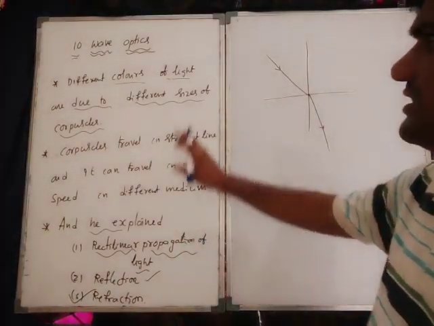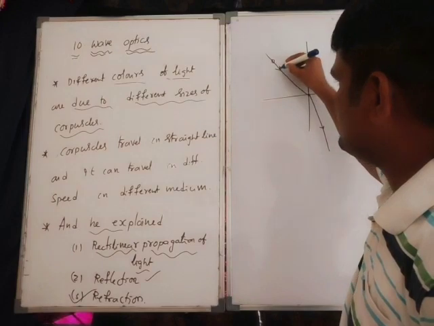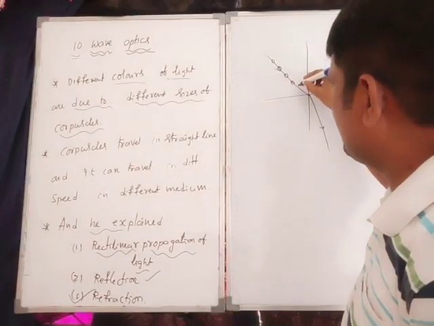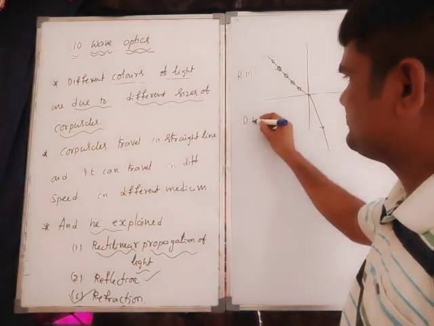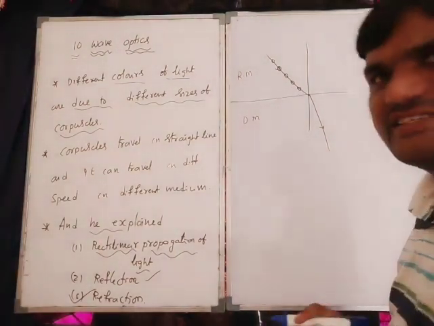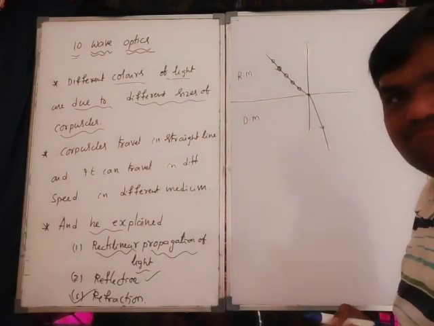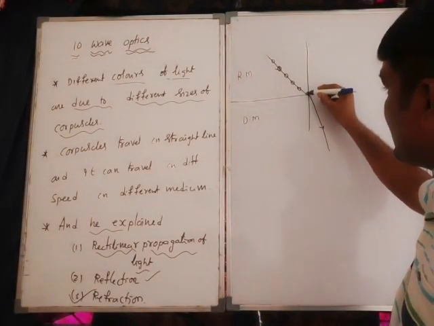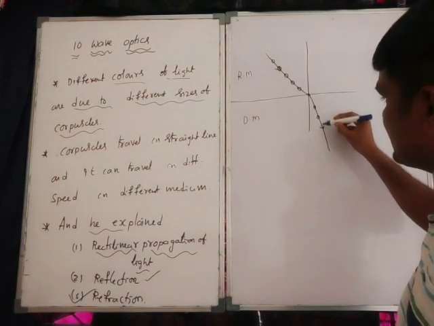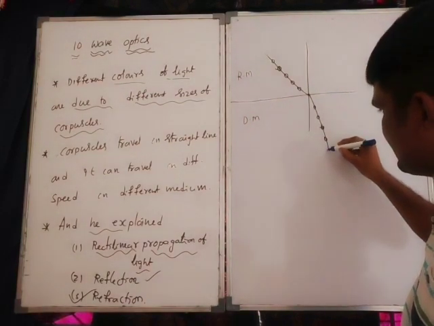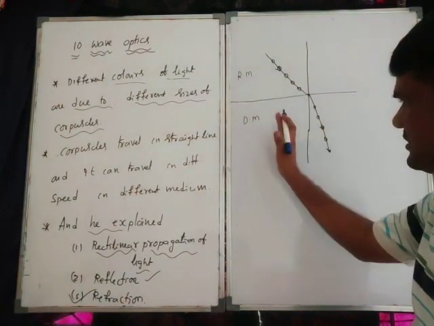According to Newton, these are the corpuscles. Corpuscles are moving from the rarer medium to the denser medium. After striking the incident surface, then what happened? The refracted particles are moving towards the normal.